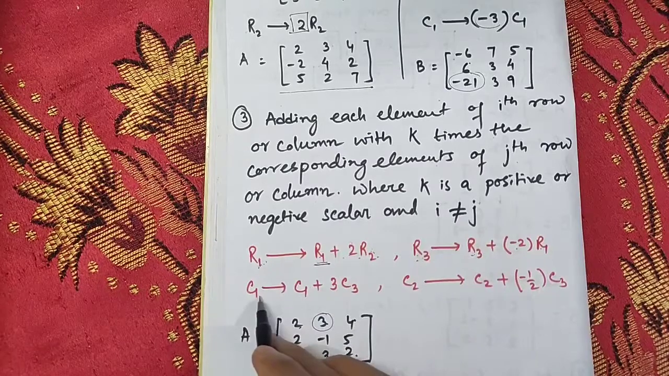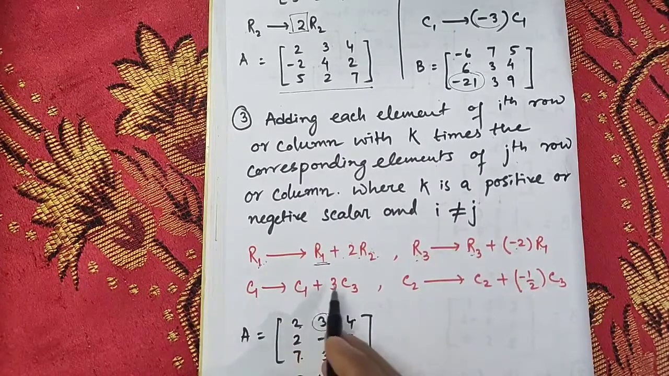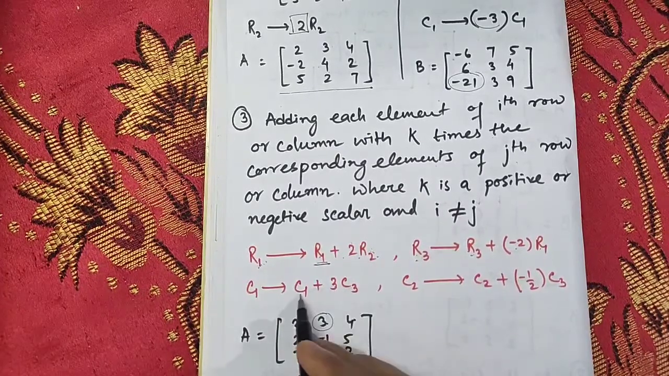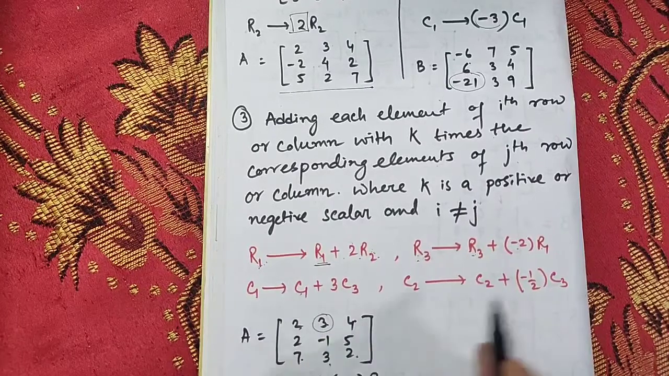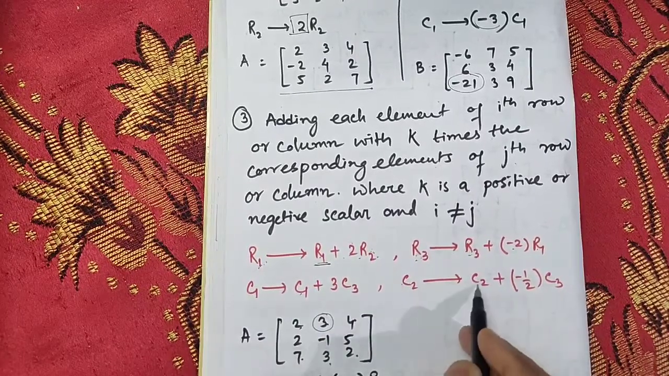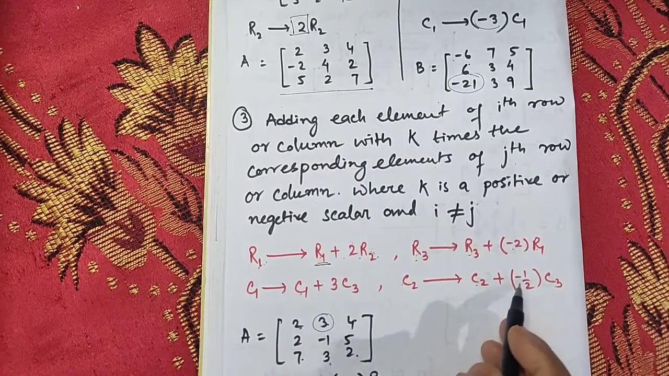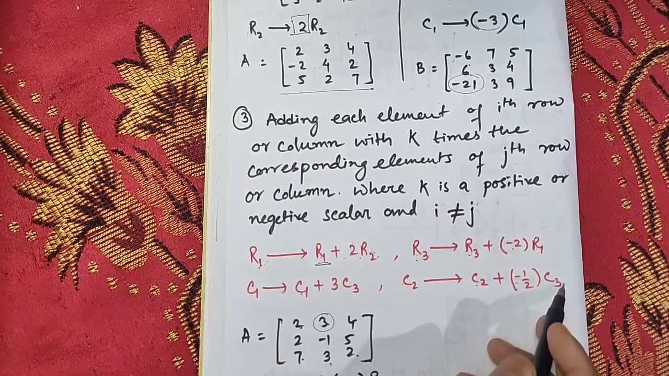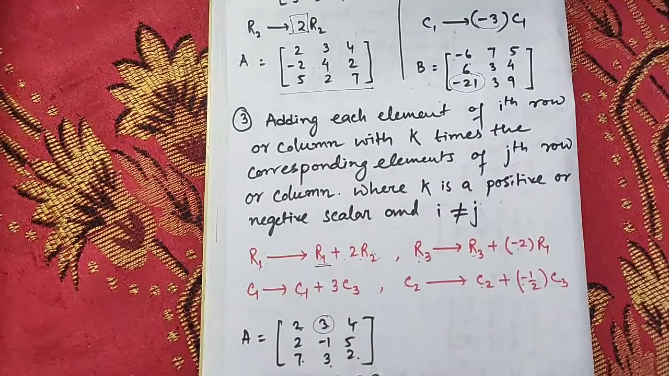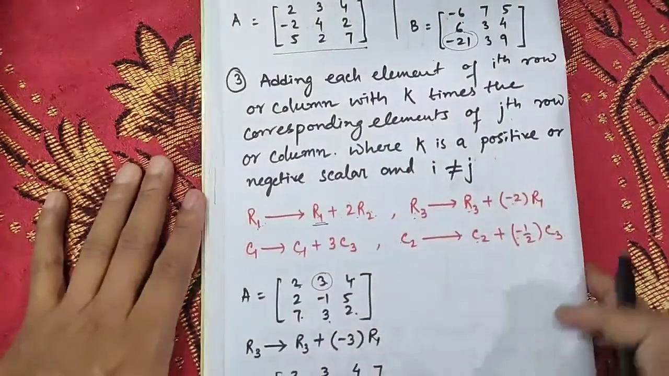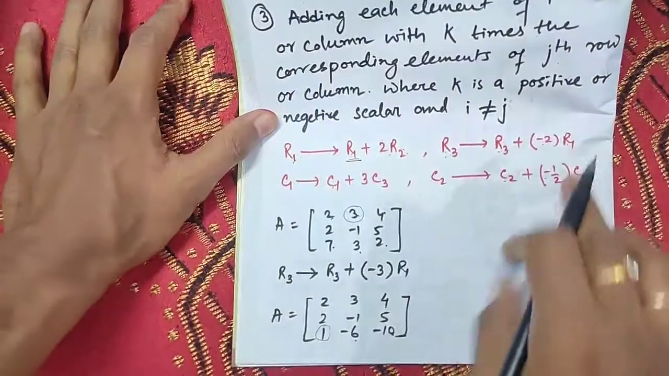So here we are changing C1, so we are adding 3C3 with C1. Here we are changing C2, C2 we are making fixed, nothing we have multiplied with C2. We are multiplying half minus half with C3, then we are adding with C2. From this example it will be clear.